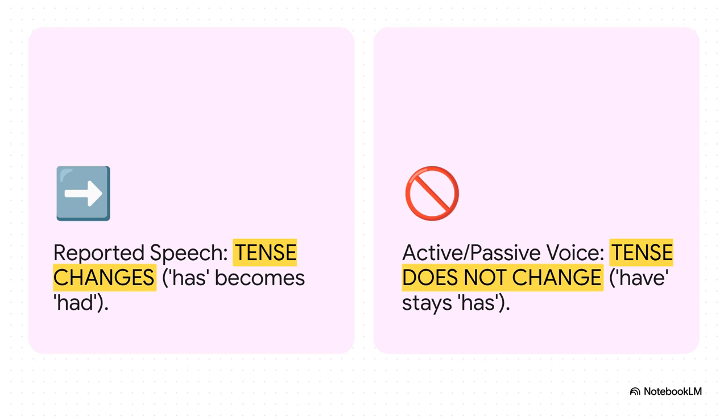You see, in reported speech, the tense changes. Has becomes had. Simple. But, and this is the key, in active and passive voice, the tense does not change. It stays exactly the same. If it's present perfect, it stays present perfect. You have to burn this difference into your brain.